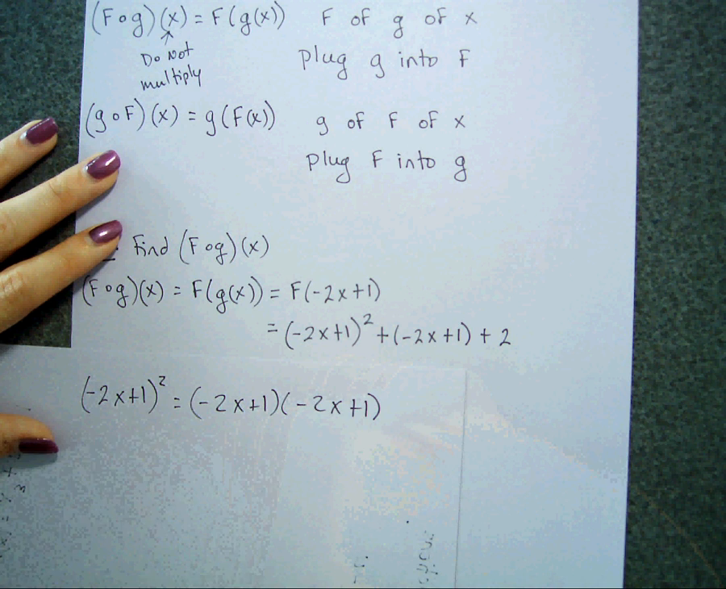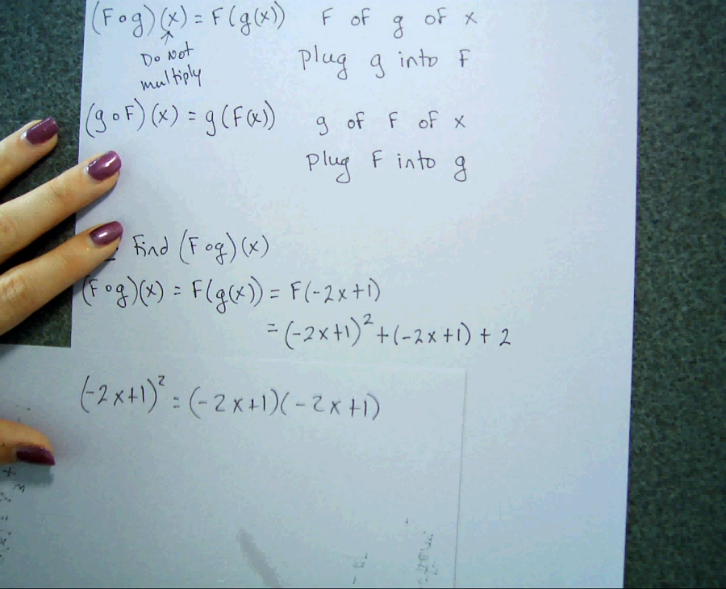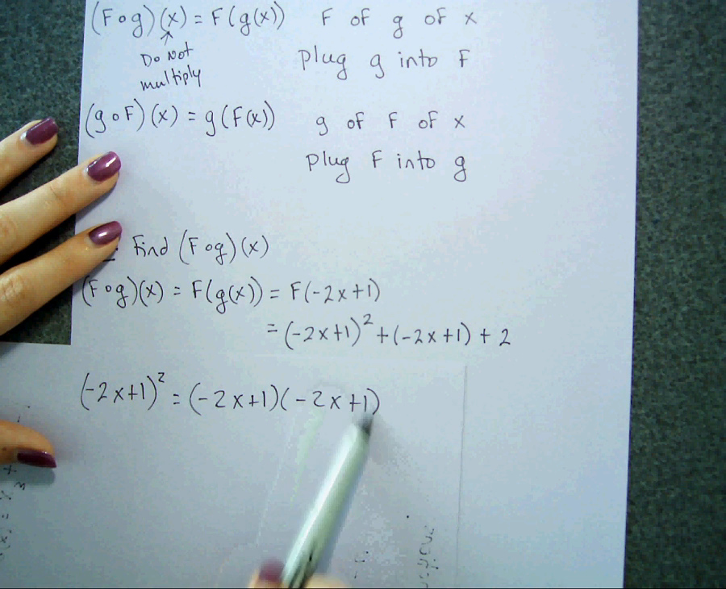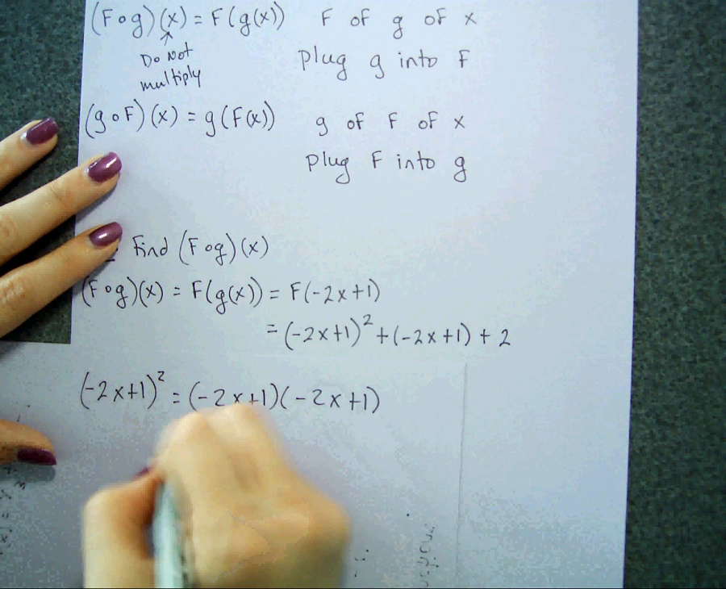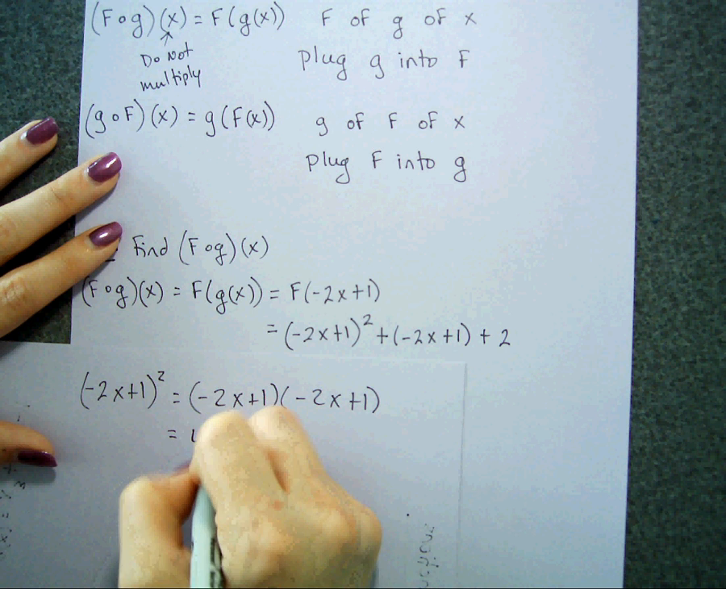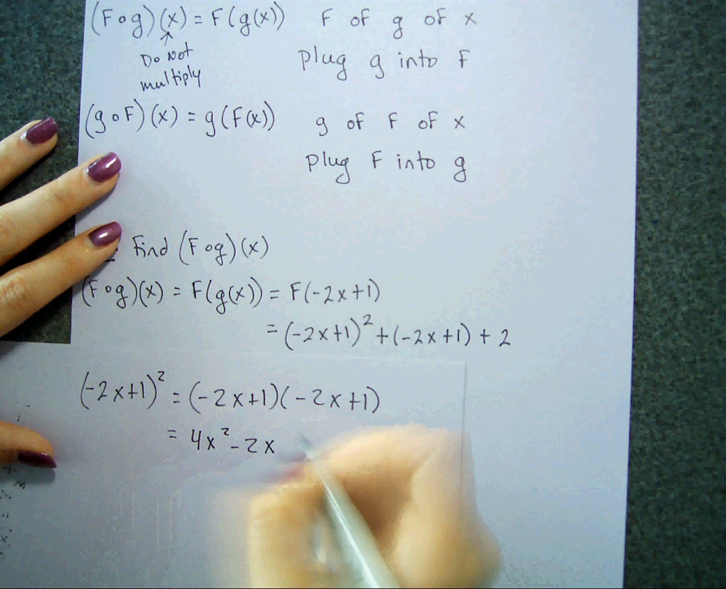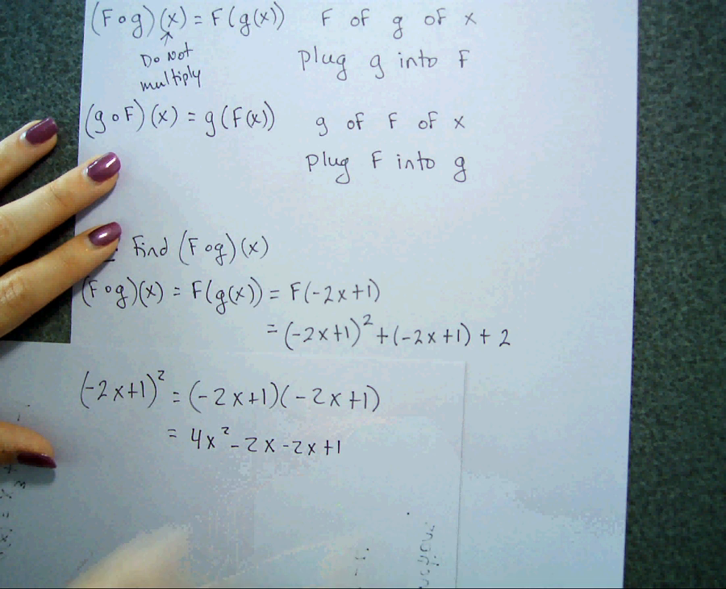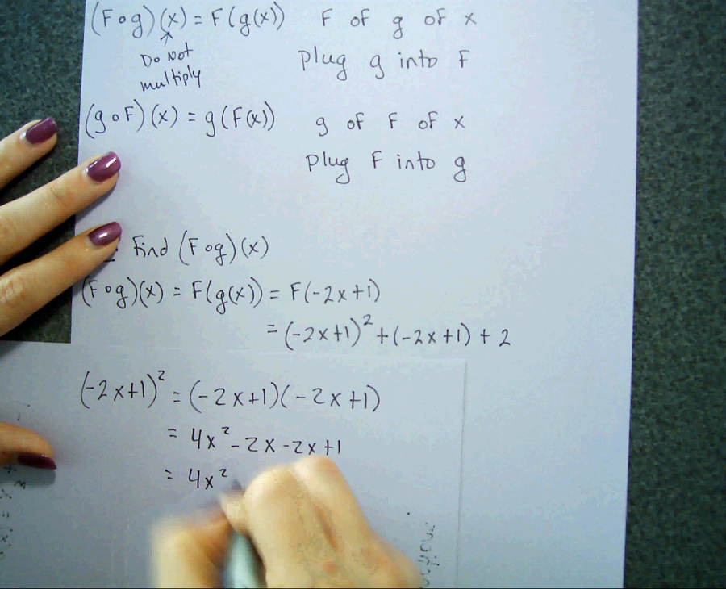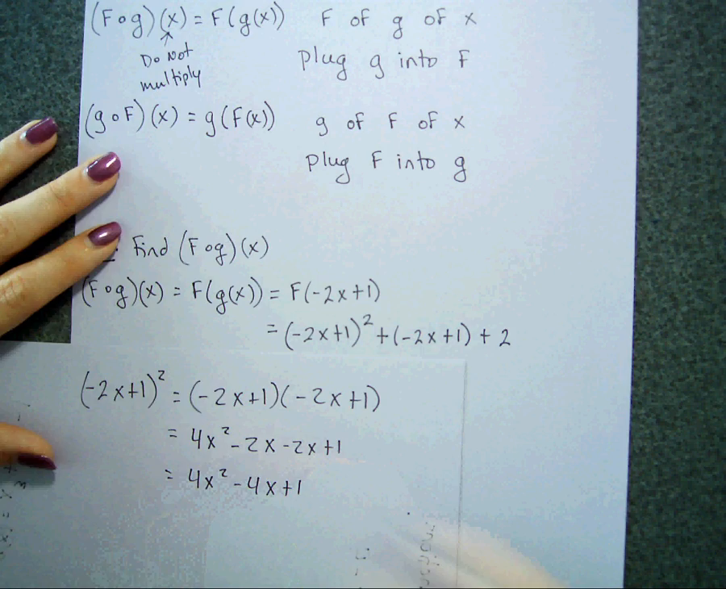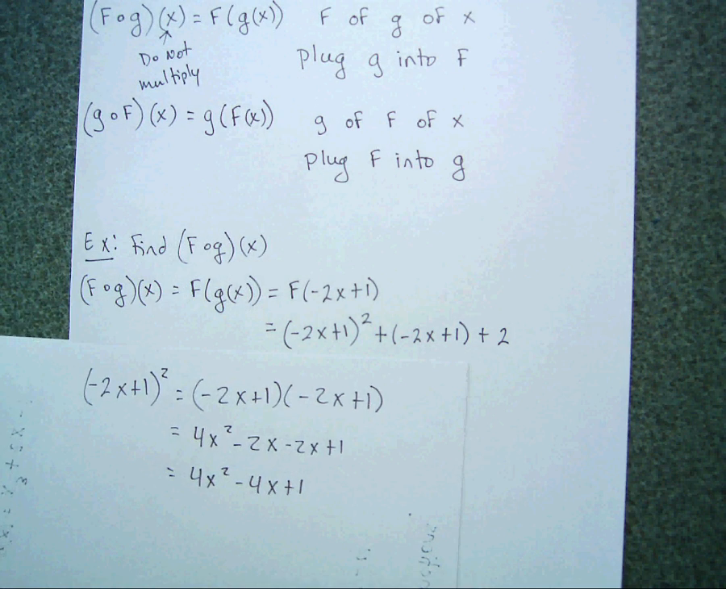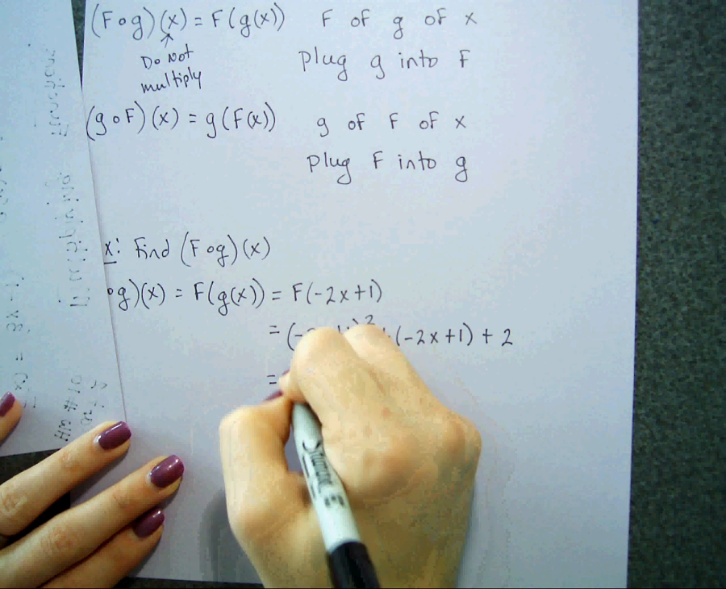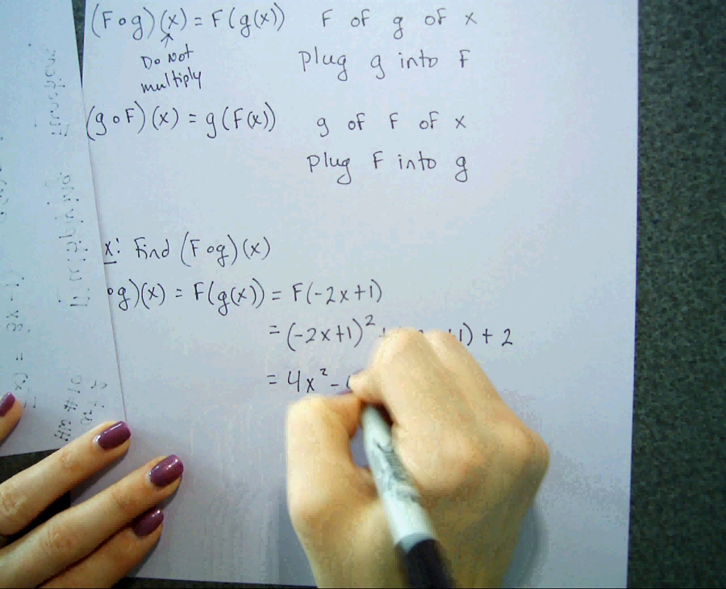Negative 2x plus 1 squared means negative 2x plus 1 times negative 2x plus 1. And we just looked at how to multiply functions. I'm going to distribute everything in the first set of parentheses to everything in the second set of parentheses. That'll give me 4x squared minus 2x. Now multiply the 1, negative 2x plus 1. So I get 4x squared minus 4x plus 1. So negative 2x plus 1 squared gives me 4x squared minus 4x plus 1.